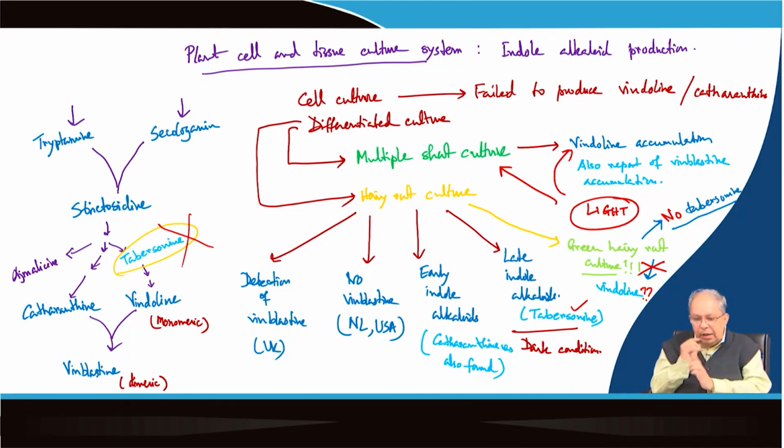So, from there what is clear to us is that tabersonine synthesis requires a dark condition. Under light, tabersonine may not be synthesized. That is why when hairy root cultures are grown under dark, they accumulate tabersonine. But green hairy root cultures cannot produce vindoline. The reason is that they are not producing tabersonine. So, how can vindoline come? Okay. So, this is an important point.